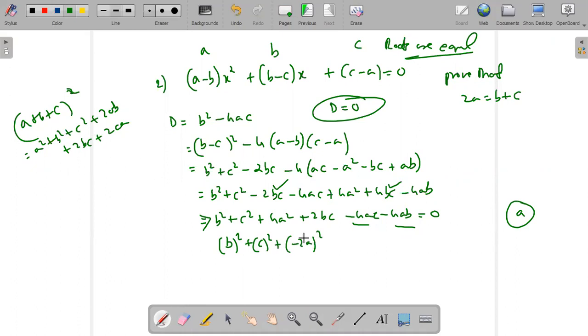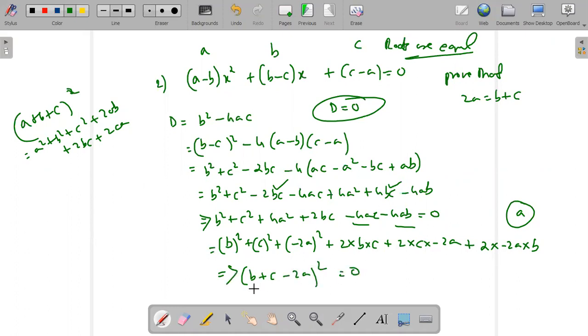Okay, a square plus b square plus c square plus 2ab. So that's going to be 2 into b into c plus 2 into c into minus 2a. I'm using this formula: twice of ab, twice of bc, and twice of ca. So 2 into minus 2a into b. I've got this format, a square plus b square plus c square, 2ab, 2bc, 2ca. So I can replace this with b plus c minus 2a whole square. So this is our most important step: b plus c minus 2a whole square equal to 0.